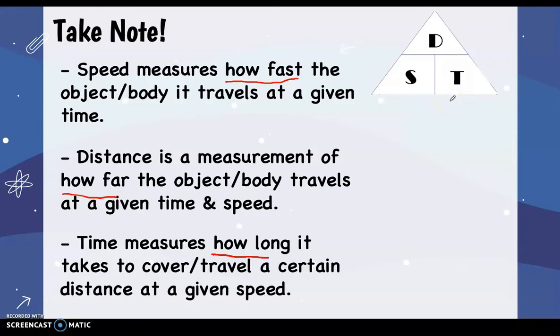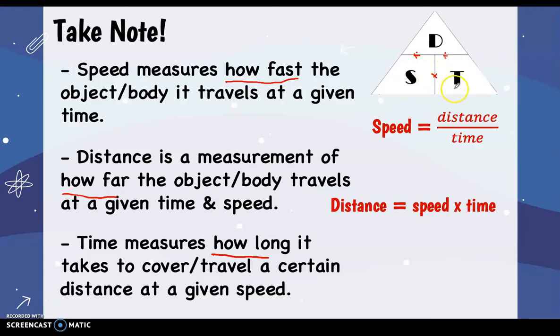Now, using this chart, we will be able to generate a formula on how to find for the speed, distance, and time. So if S is missing, using this triangular chart, the formula for that is distance divided by time. So here, this is division, and this is multiplication. And for the distance, if the distance is missing, we will multiply speed times the time. And if the time is missing, then we divide distance divided by the speed.